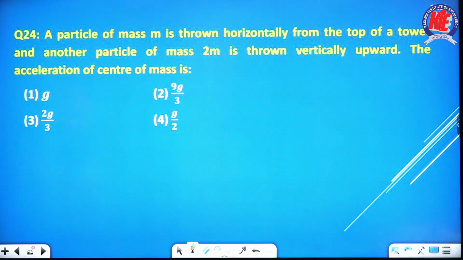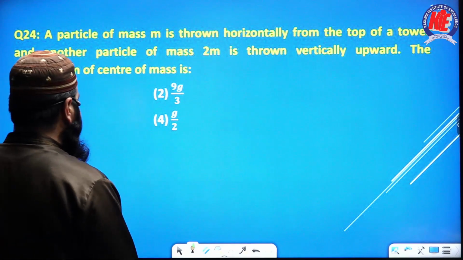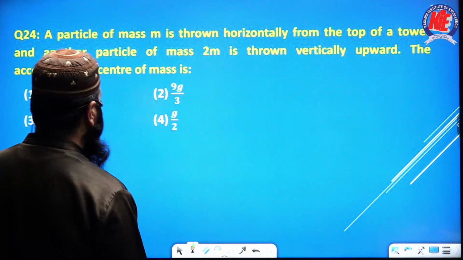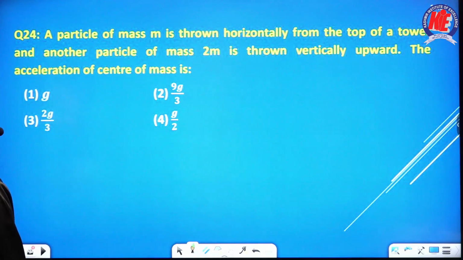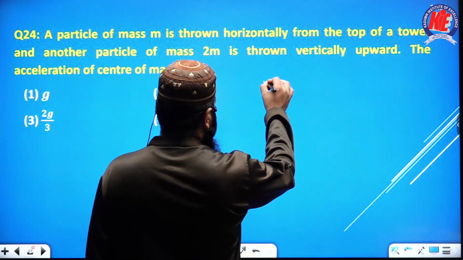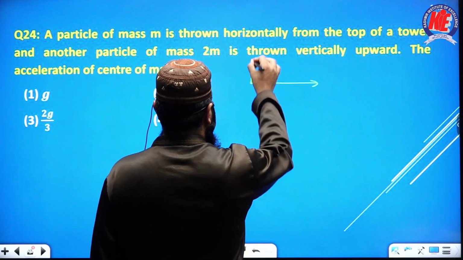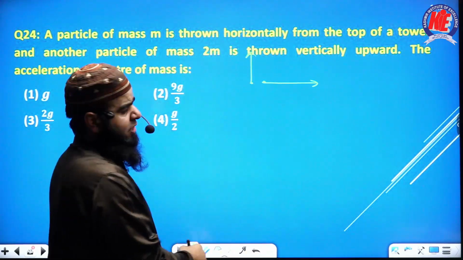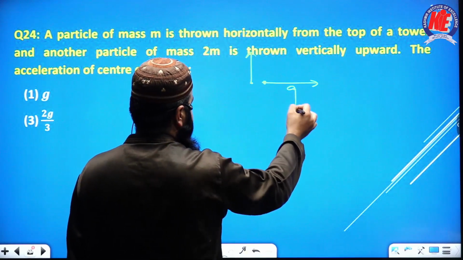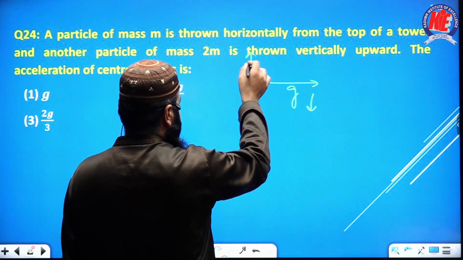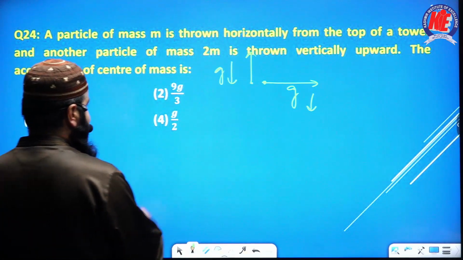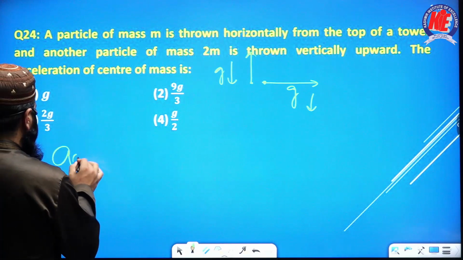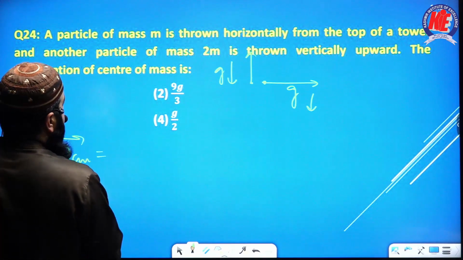Next one please. A particle of mass m is thrown horizontally from the top of a tower and another particle of mass 2m is thrown vertically upward. The acceleration of the center of mass is? So this is the situation, particle 1 thrown in this way, particle 2 thrown in this way. But एक बात तो पक्की है बेटा, the only acceleration for this particle will be g in the downward direction, the only acceleration for this particle will be g in the downward direction. So if you will go with the acceleration of the center of mass ACM, that will be equal to, are they identical?